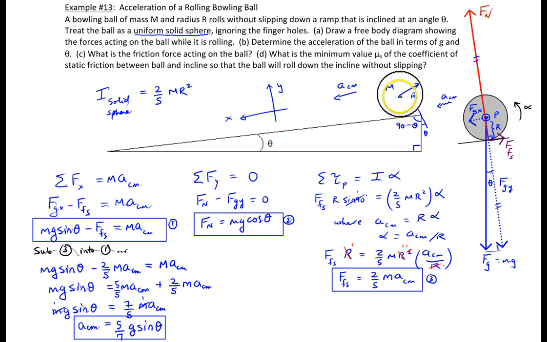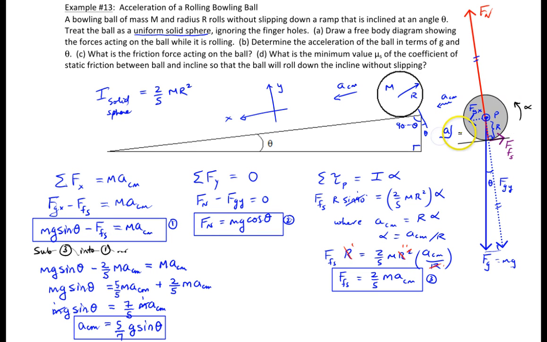If this was just an object with mass m and that didn't rotate at all, the answer would turn out to be just g sine theta. So you'll notice it's 5/7 g sine theta, which means that it's accelerating at a smaller rate than a point mass, or like a box that would be sliding down a frictionless plane. Okay, so we've answered part A.